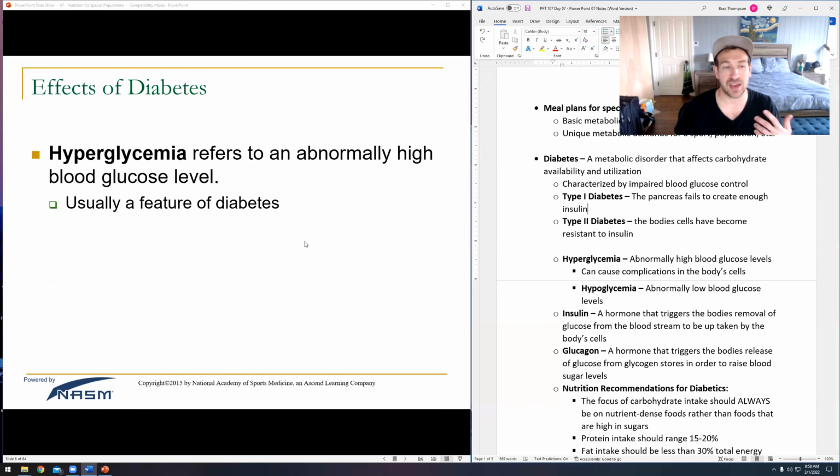So that hyperglycemia can happen with type 1 diabetics because their pancreas isn't creating insulin. And insulin's job is to drive sugar out of your blood into your cells, right? But the same thing can happen with type 2 diabetes, but for a very different reason. Type 2 diabetes is where the body has actually become insulin resistant, right?